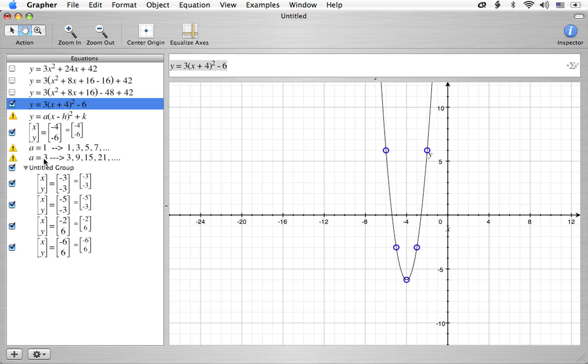Notice that here a was equal to 3. What did that tell us? Well, it told us two things. It first told us that it opened upward, but the second thing it told us is that it was narrower than standard. Well, what was standard? Standard was the graph y equals x squared. So if I had put y equals x squared and took it and grabbed it and put the vertex here, I would see that this would be narrower than that particular curve.